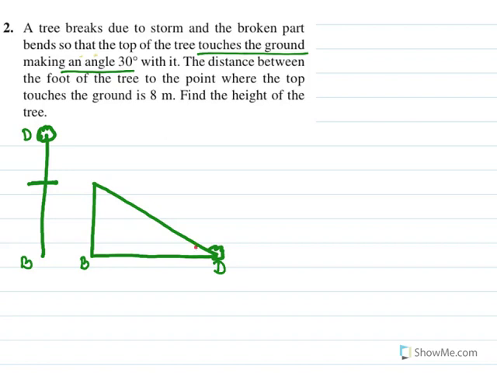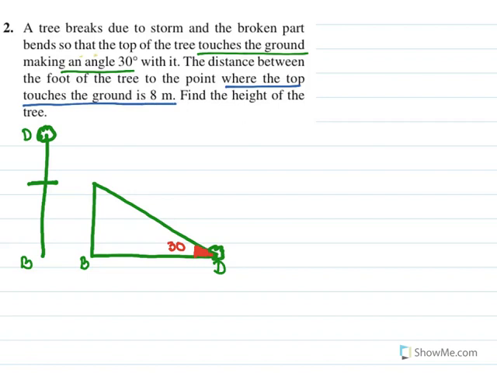So which angle is 30? Between the ground, this is the ground, and here is the broken part, and this angle is 30. So let's mark this angle here as 30. Then they gave something as 8 meters. What is 8 meters? The point where the top touches the ground.